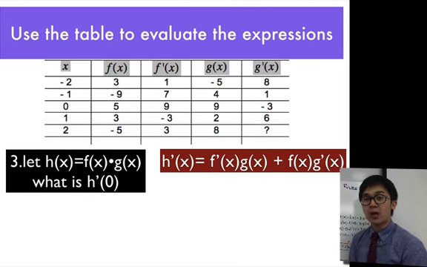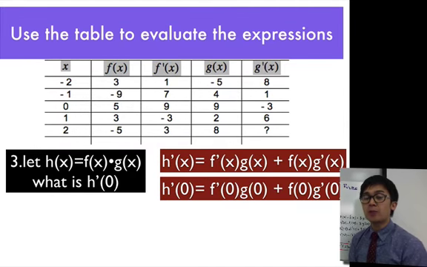So now that we have applied the product rule, we can replace x with 0, so we can find h prime of 0. So now we have f prime of 0 times g of 0 plus f of 0 times g prime of 0.